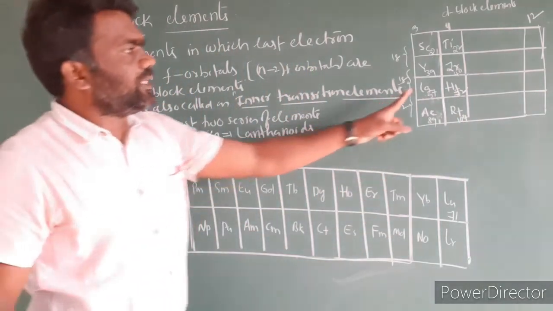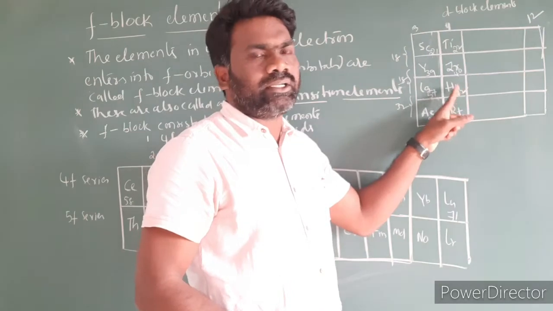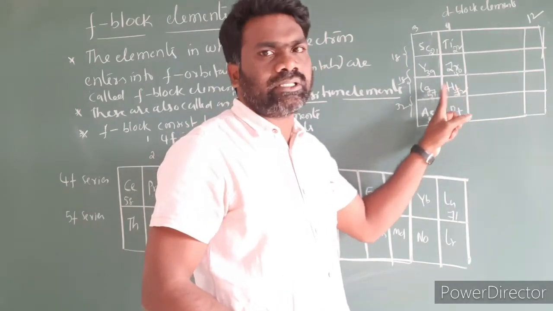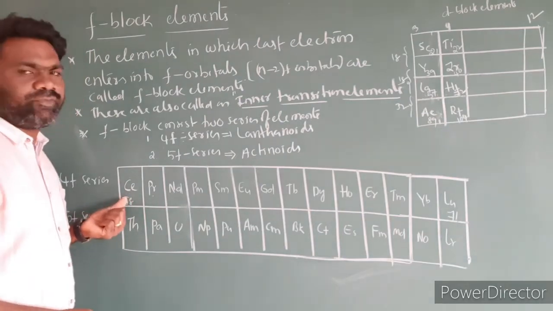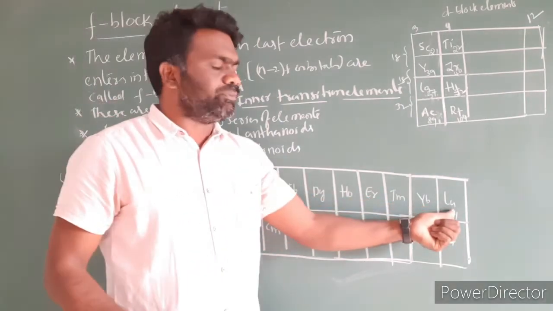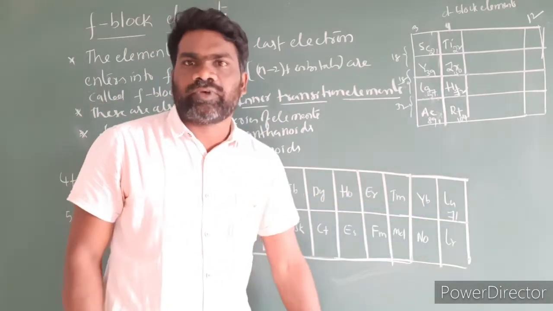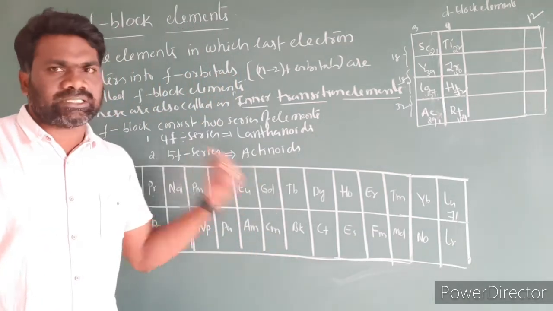In 57 and 72, the last electron enters into the D orbital. But in these elements, cerium to lutetium, the last electrons enter into the F orbital. So that is why we took them separately.